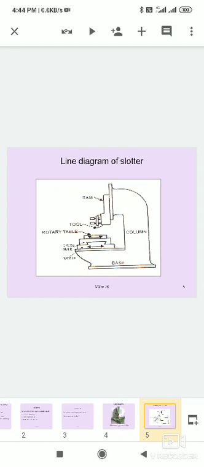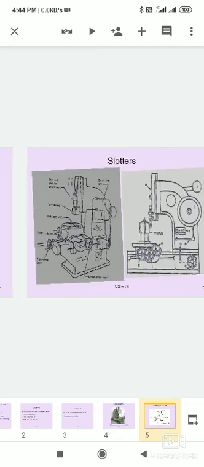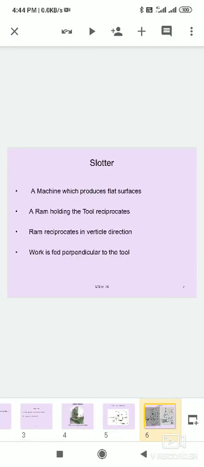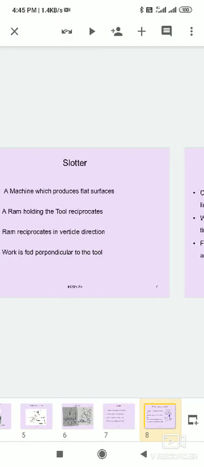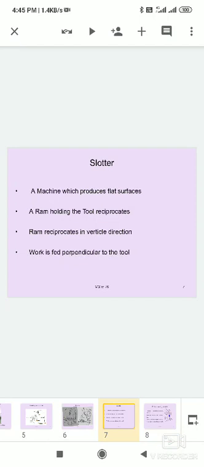Firstly, working principle of slotter. A machine which produces flat surfaces, ram holding the tool reciprocates. Ram reciprocates in vertical direction. Work is fed perpendicular to the tool. In this machine, first we will learn the working principle of slotter machine.